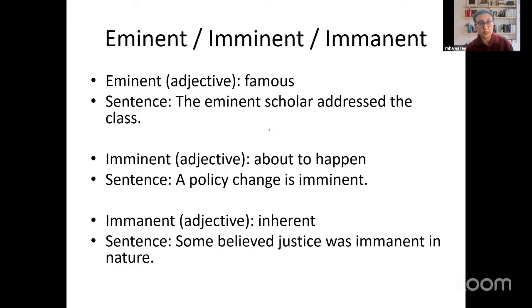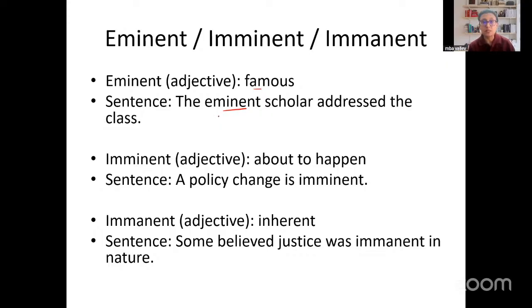Now, the first word, eminent. Then the next word is imminent. And the last word is immanent. Eminent means famous. जिसको सब जानते हैं वो eminent है. The eminent scholar addressed the class. Right? Eminent is somebody who's famous.